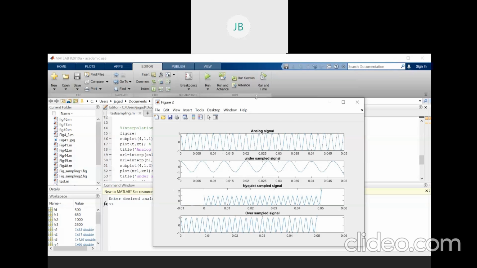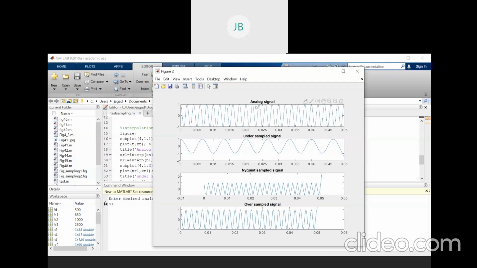That's basically interpolation. Here is the reference analog input signal, and this is the undersampled version. You may observe here, it has a much lower frequency compared to the analog signal. Instead of having many cycles as in the analog signal, it has only a few cycles. All your high frequency components are replaced by a low frequency component. That's the idea of aliasing.